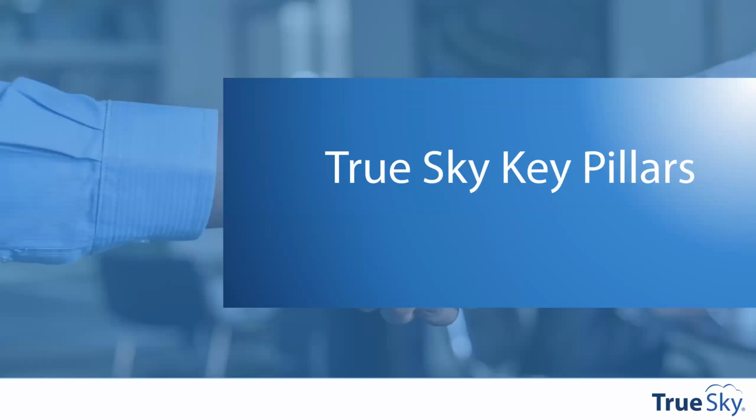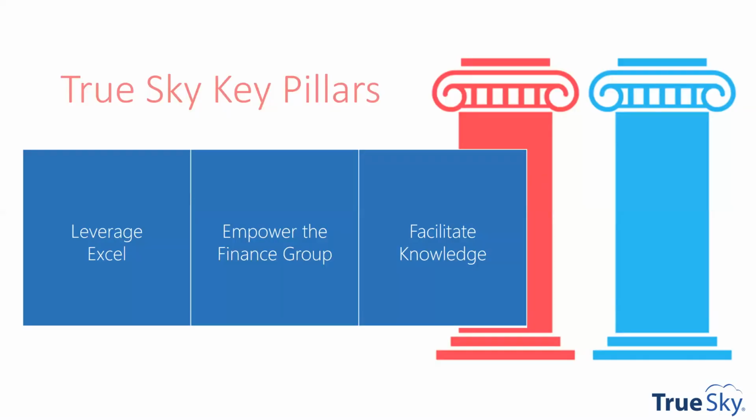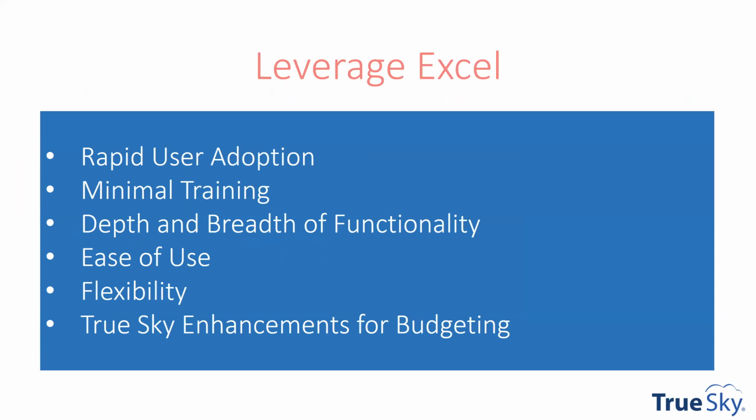So with that, we have 3 pillars when we built the product. The first one was we wanted to leverage Excel. As I mentioned before, Excel is a great tool, not perfect for budgeting, but we wanted to leverage all of the strengths of Excel. The fact that people know how to use it gives us much quicker, rapid adoption. There's minimal training. We try to replicate the processes that you're using or make them as close as possible. So when you roll this out, it's very, very easy for people to take over.